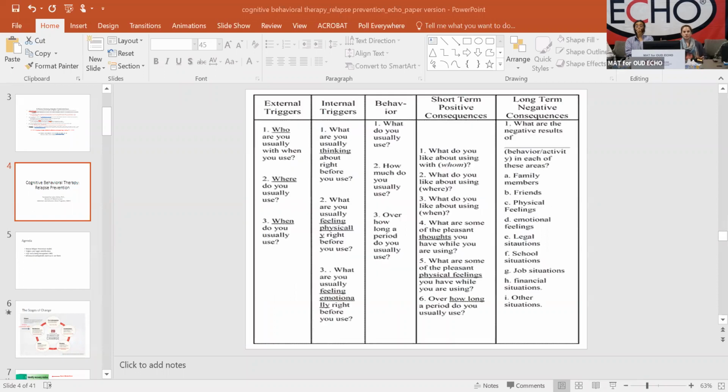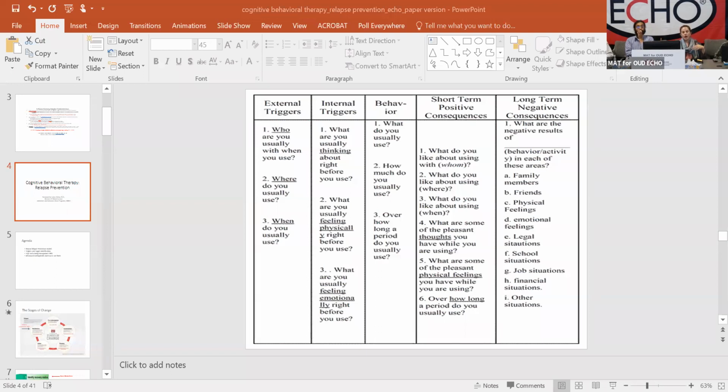How we can start to do that is by doing something called a functional analysis. What this does is it walks patients through what are external triggers and what are internal triggers, right? So who, where, and when might you be engaging with in terms of use? And then what's going on inside? What are you thinking? What are you feeling physically? What are you feeling emotionally that might be connected to your use behavior?